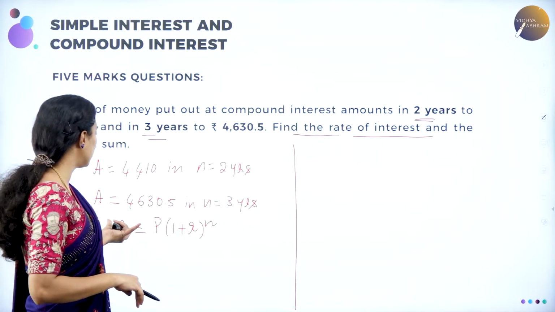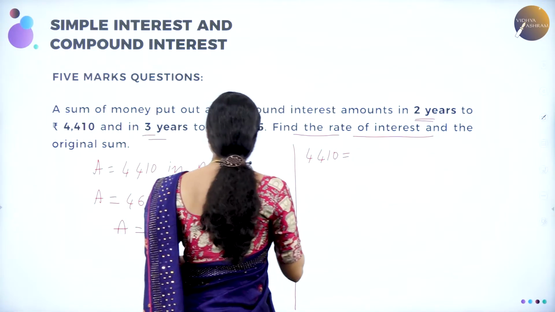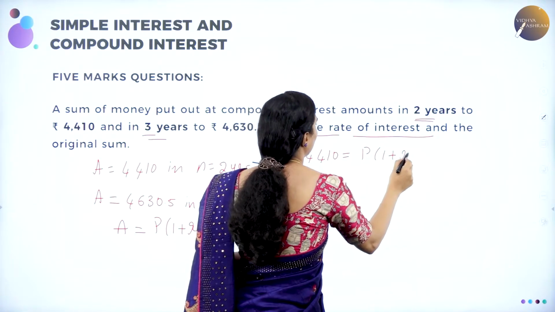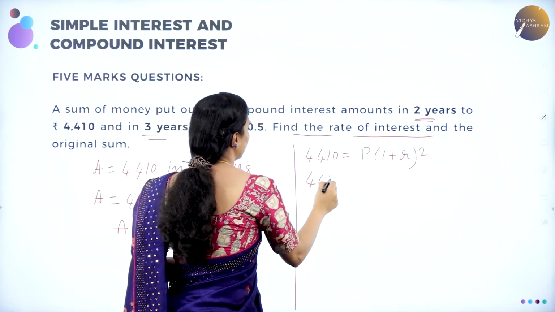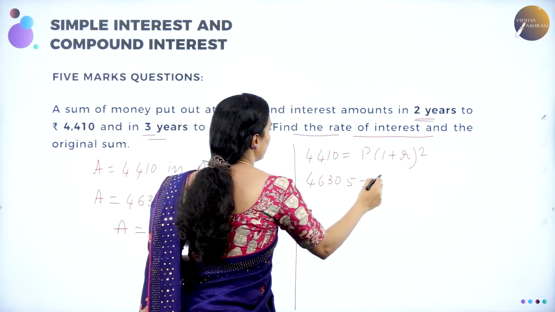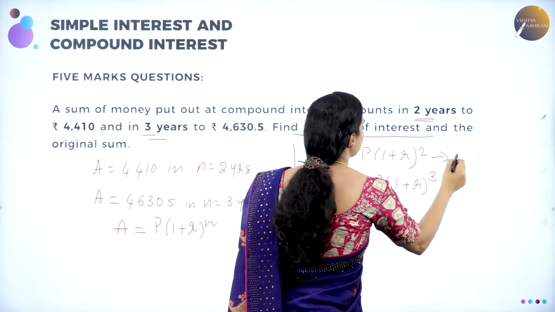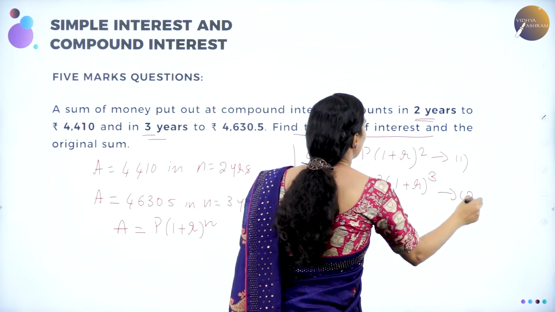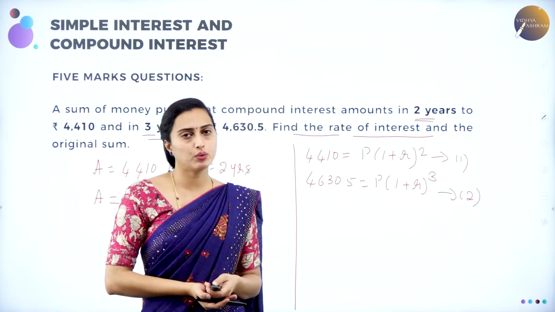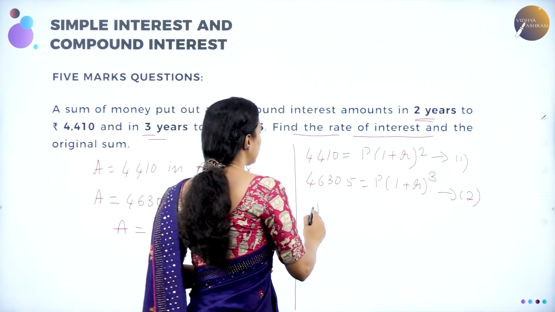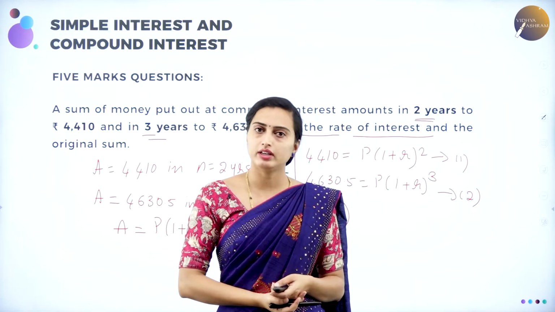Now you are going to have A equal to 4,410 is equal to P into 1 plus R whole squared. Similarly, 4,630.5 is equal to P into 1 plus R whole cube. Now call this equation 1, call this equation 2. Now 2 by 1, as above, same procedure, you are going to solve this question. Okay, try out this question similar to above. Okay, yes, we'll move on to the next question.